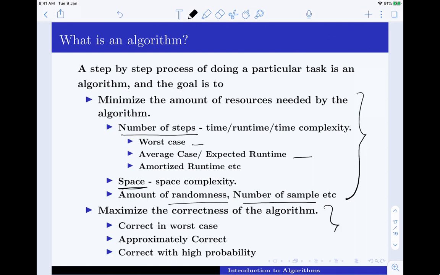At the same time, the algorithm also tries to maximize correctness. Correctness meaning correctness in the worst case, correctness in the approximate sense, correctness with high probability. So various kinds of things will be coming up. And this is why designing algorithms has become so important and interesting. It actually tries to solve various optimization problems at the same time. It minimizes the amount of resources required and maximizes correctness, and that's the goal, right?